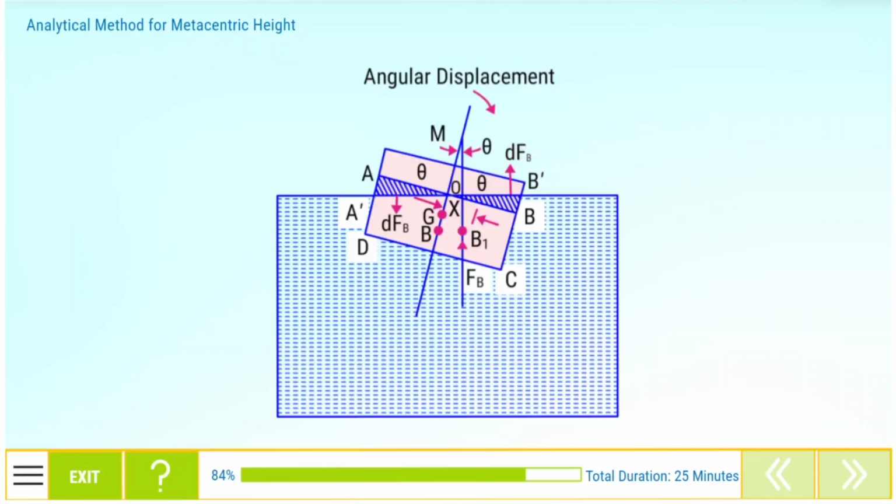In addition, the moment caused by the displacement of the center of buoyancy from B to B1 is also in the counterclockwise direction. Therefore, these two couples must be equal.